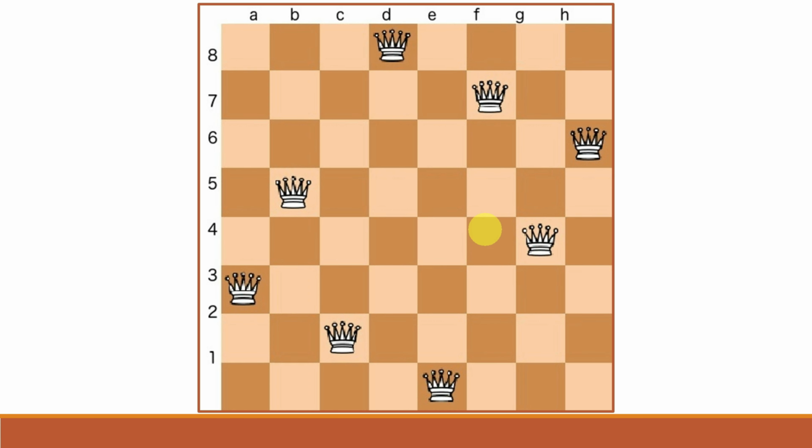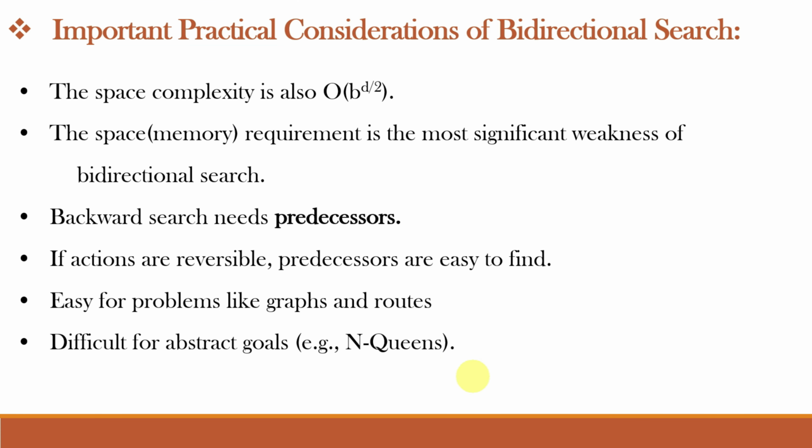But for abstract goals like the n-queen problem, backward search is difficult. Here the goal is a condition, not a single state. Okay. So bidirectional search is not suitable here. So these limitations must be kept in mind while using bidirectional search.